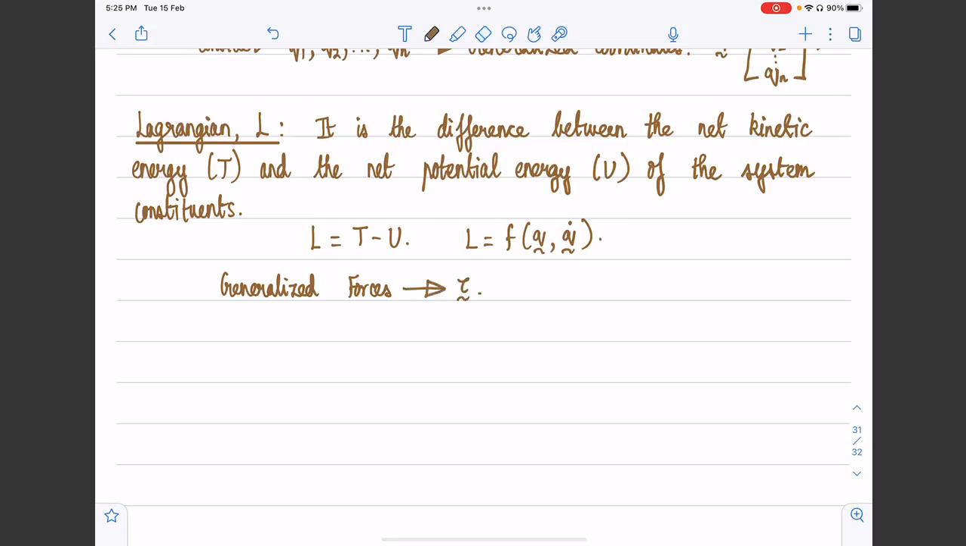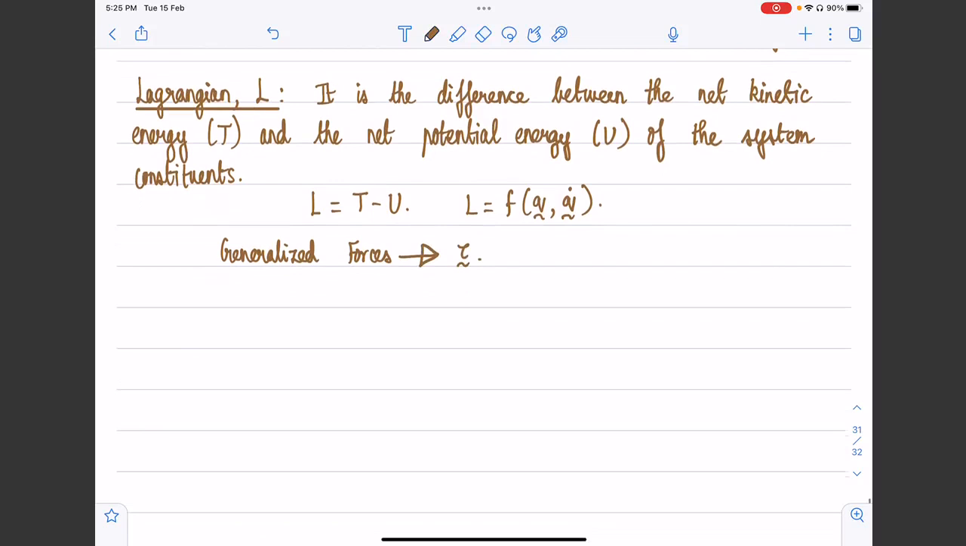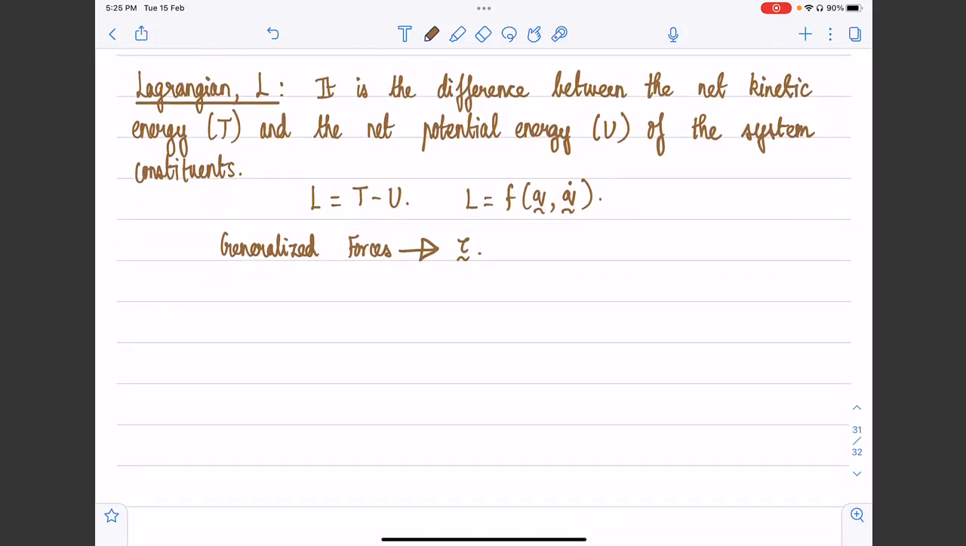Do not think that since we have written tau, this will be a vector of torques. Not necessarily, although this is a symbol which is typically used. This vector tau is essentially a combination of forces and torques. So that should be kept in mind.